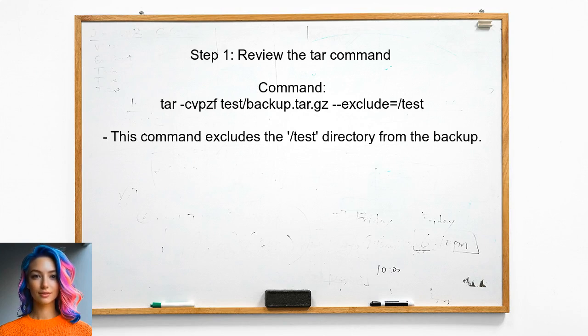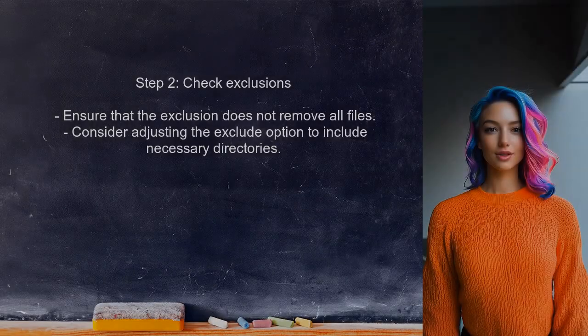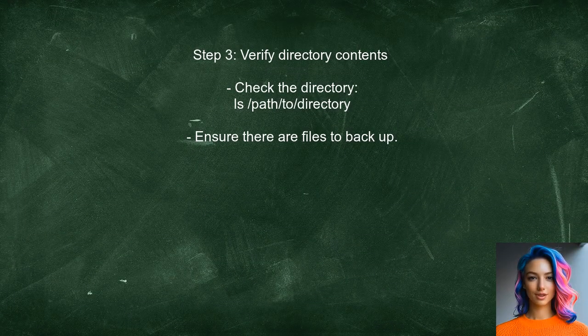To address the issue of the empty archive, the user should first check the command they are using. The command provided is attempting to create a backup while excluding the directory they are trying to back up. Next, the user should ensure that they are not excluding all files. If the only directory being backed up is excluded, tar will not have any files to archive, resulting in the empty archive error.